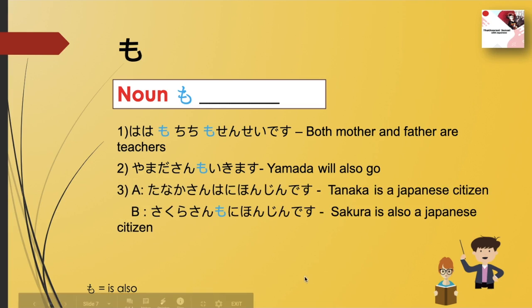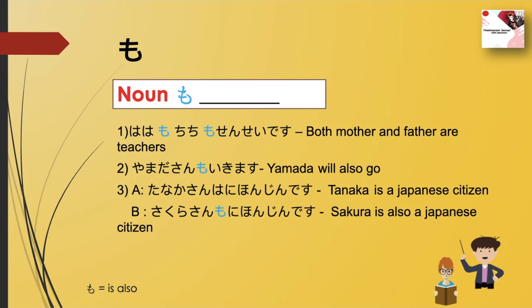Now we have part A and B. That's why we have A, B here. The first one is Tanaka is a Japanese citizen. After that, we have part B, which is Sakura is also a Japanese citizen.